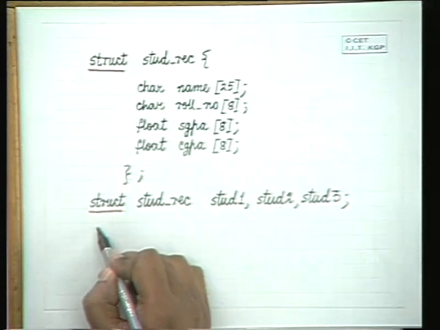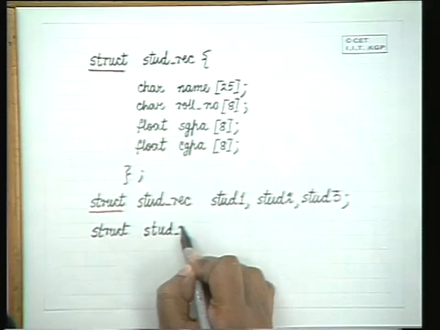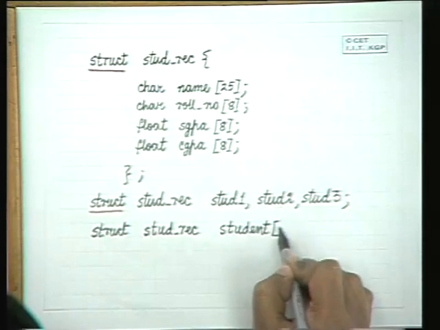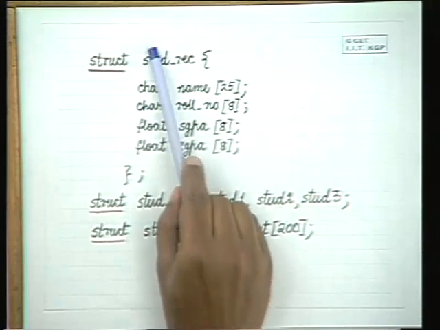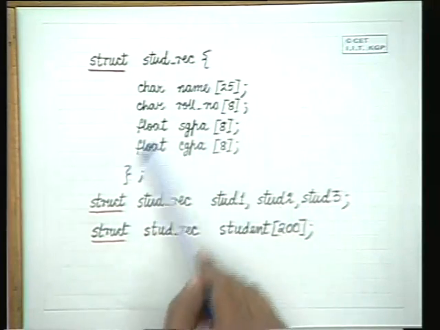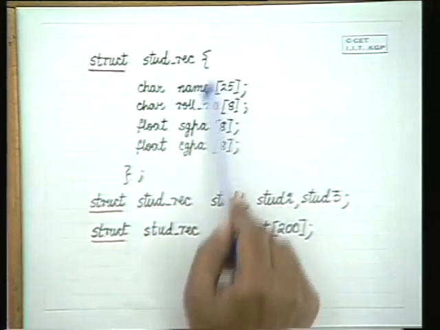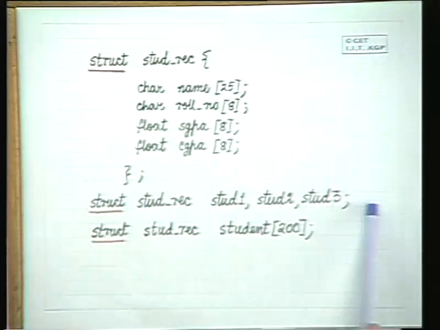You could again define another one, struct studrec. Look at it this way: studrec will be replaced by this declaration here. So you will have struct followed by this, followed by this. So this is one way in which you can define a type and do this way.